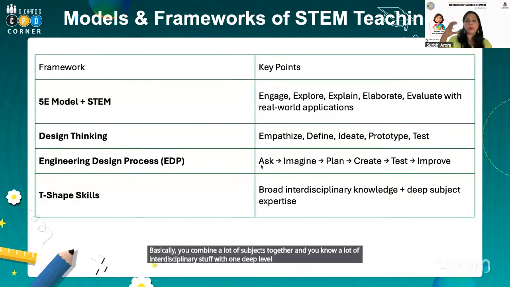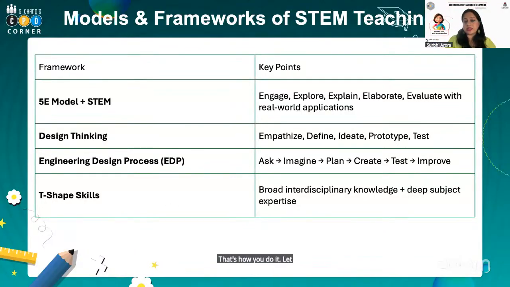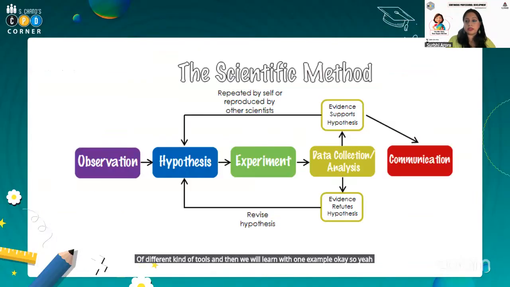So one subject will be at a deep level, and then you will combine bits and bits of other subjects. That's how you do it. Let's take one example. First, let's understand the strategy of different kinds of tools, and then we will learn with one example. Okay, so let's go ahead.